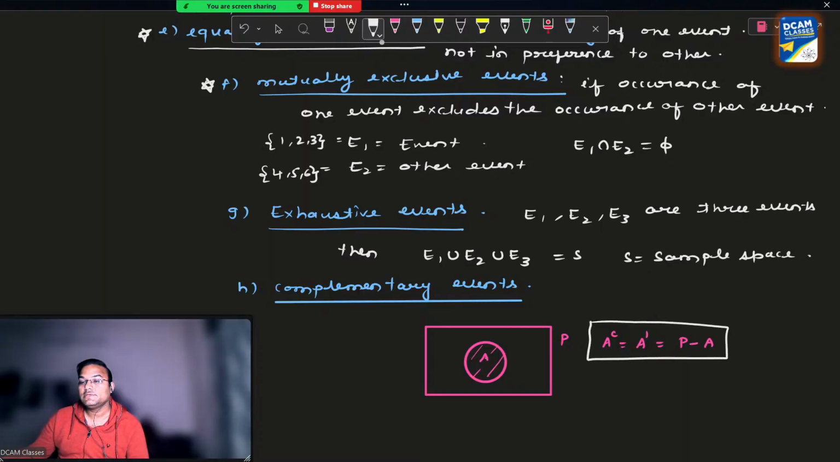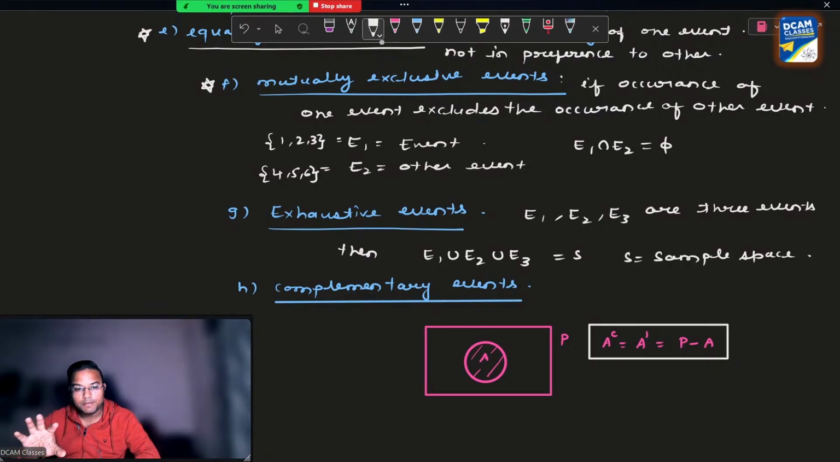Understood now? It means the region which excludes A is known as the A complement. The two things which are complementary to each other complete each other. If A is a set, the complement of A will be every other thing excluding that particular set. Understood?